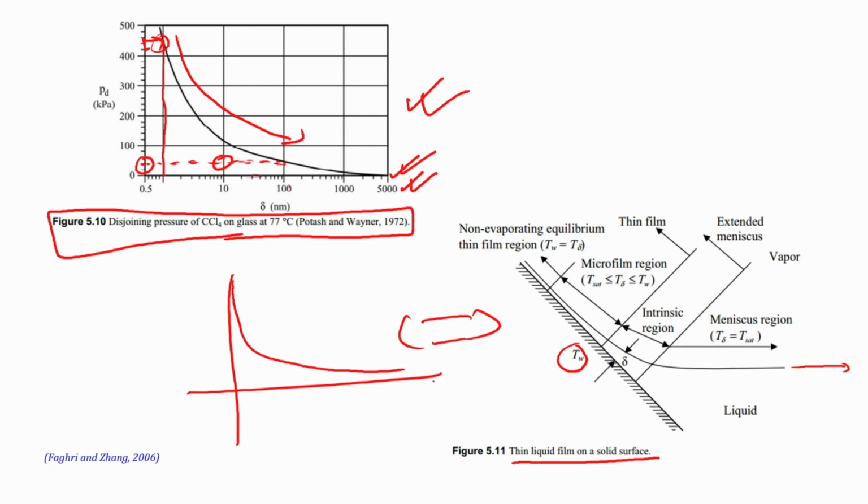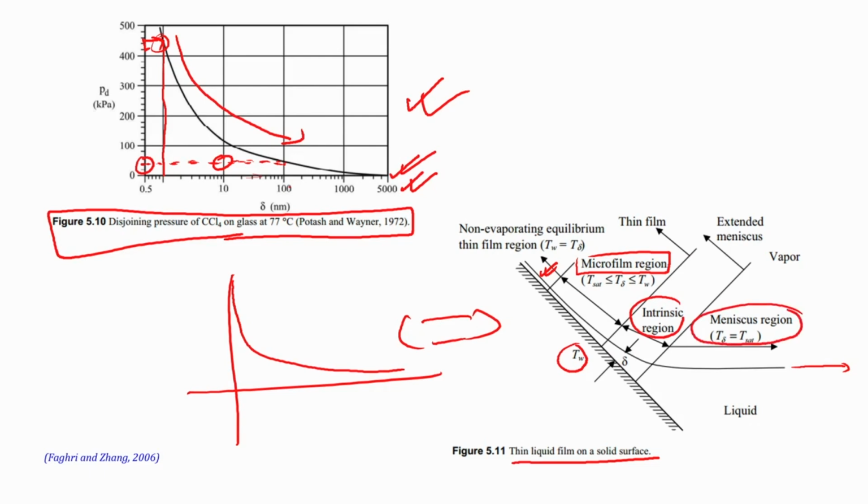Now, this can be divided into several parts. The liquid spreads on the wall to form an extended meniscus, that is the interesting part. Here it is really thin, this region is a really thin film region. This region is what we call a microfilm type of region, not that thin, but still thin enough. There is an intrinsic region, and then there is the meniscus region.